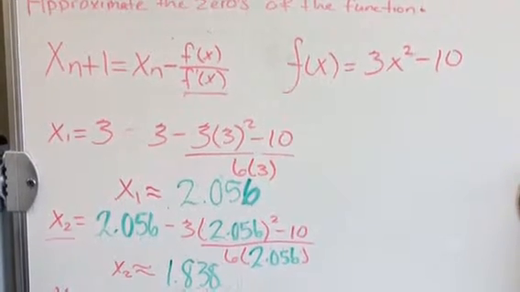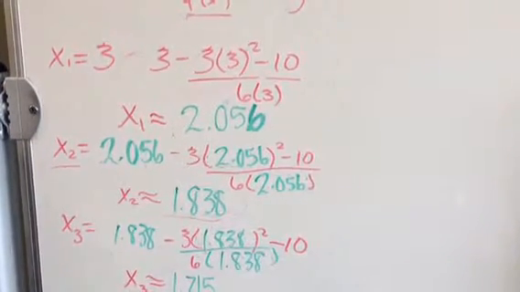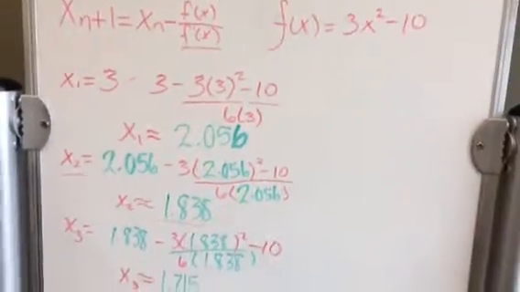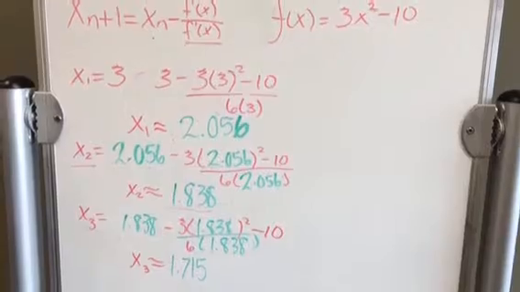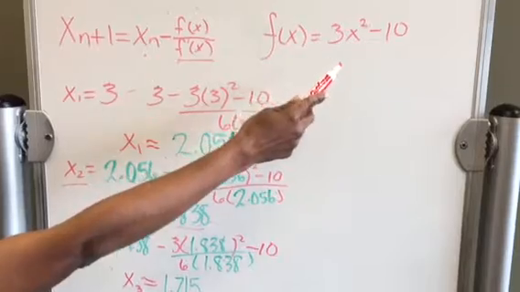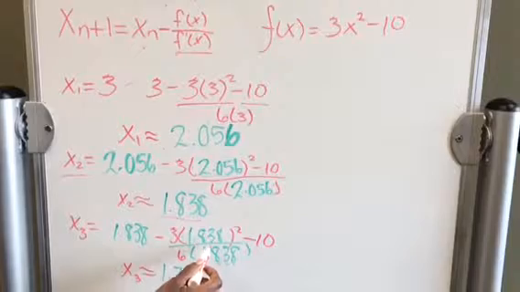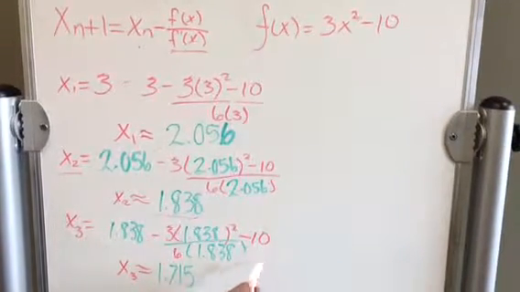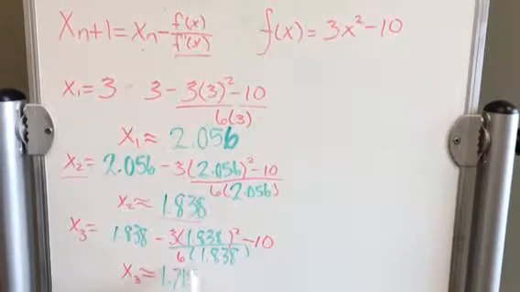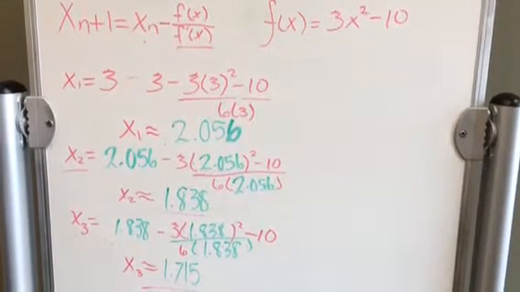So lastly, we want to find one more point. We would use the answer that we got from x sub 2 and plug it into the formula again. That would be 1.838 minus the function, which is 3x squared minus 10. So you would plug that in: 3 times 1.838 squared minus 10 divided by the derivative of the function, which is 6 times 1.838. And this approximation is 1.75.